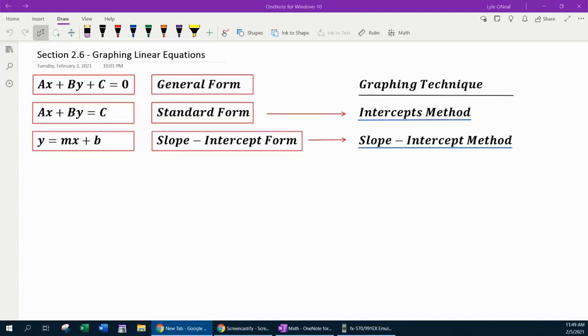Hello and welcome to our lesson on graphing linear equations. This is going to be from section 2.6 in our text, and I've got some notes we need to go through before we jump into the examples.